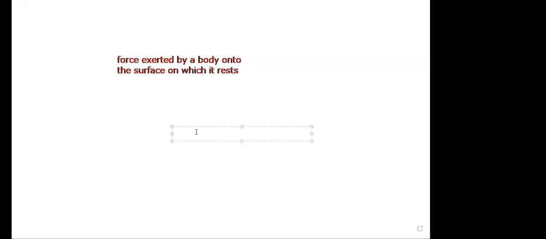So I'm redefining weight here. Weight, we have said, is a force applied or force exerted by a body onto the surface in which it rests. So that is what we call weight. And weight is a force.